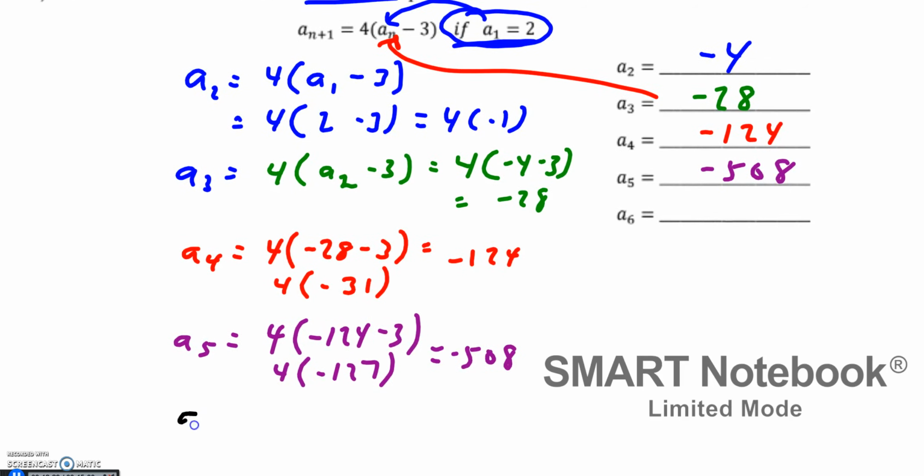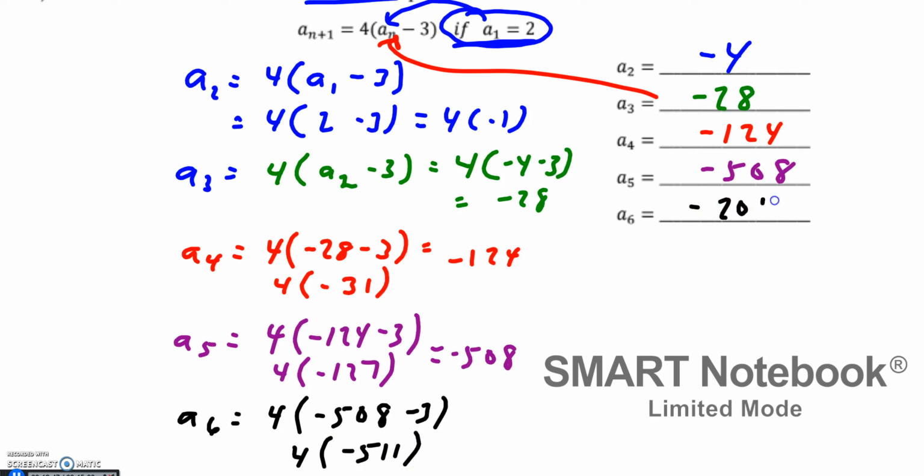Last but not least, to find a sub 6, we're doing 4 times my previous term, which is negative 508, subtracting 3, which is 4 times negative 511. 4 times negative 511 is really negative 2,044.